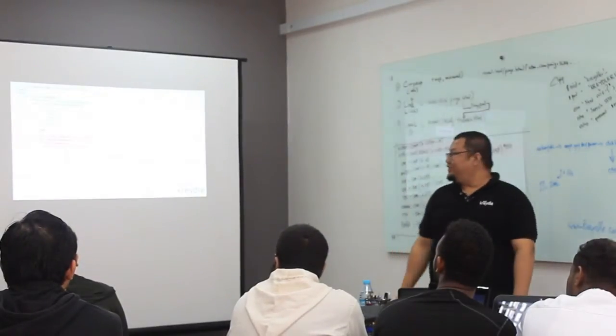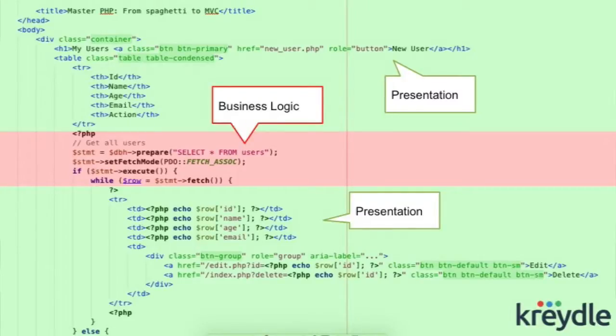Okay, we split into layers. First we have the presentation layer, and the second one is business logic. Business logic is anything related with your application, the logic. For example, in this case, we select users. This one we name index.php, for example, and then you have another page, users.php.